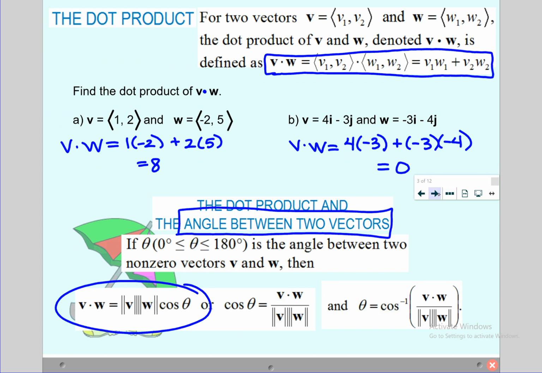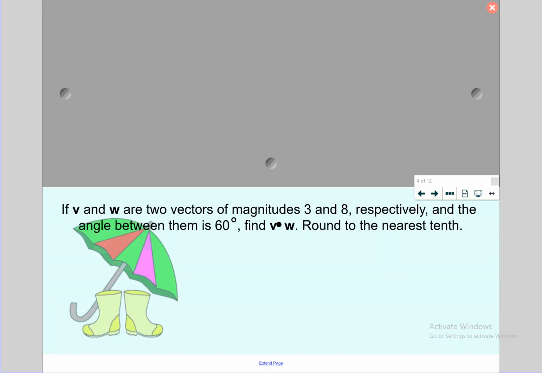Okay, so we're going to skip over the proof of that formula. We'll just not worry about that right now. Okay, let's go to a problem.